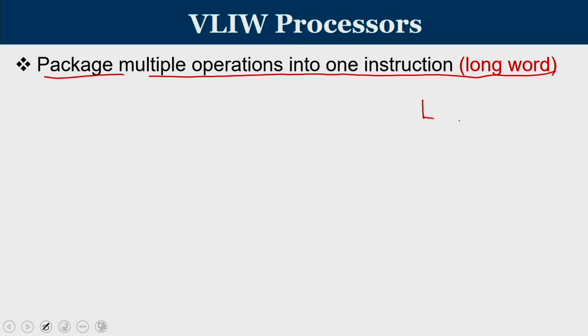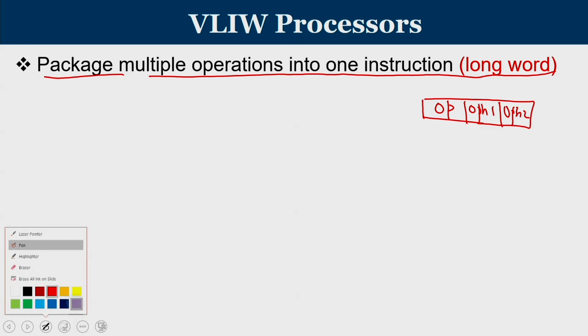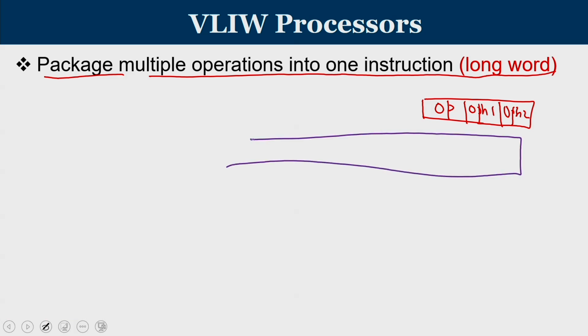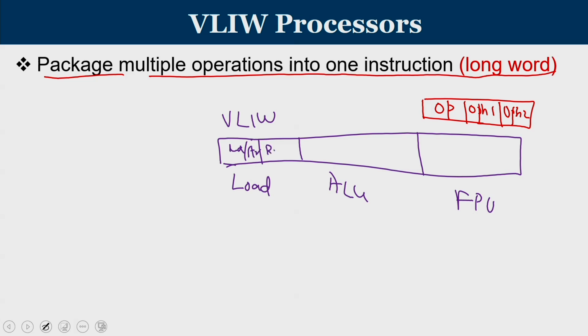Let me tell you, our normal instructions were like this. It has an opcode portion and then an operand 1 and operand 2. This is our conventional instruction. Now, when I talk about a VLIW processor, you have a very long instruction word, divided, let us say, into 3 different formats. This may be a load instruction, this may be an ALU instruction, and this may be a floating point instruction. So, this may tell whether it is a load or a store operation, followed by whether it is on R1, R2, whatever, and here is the address portion.